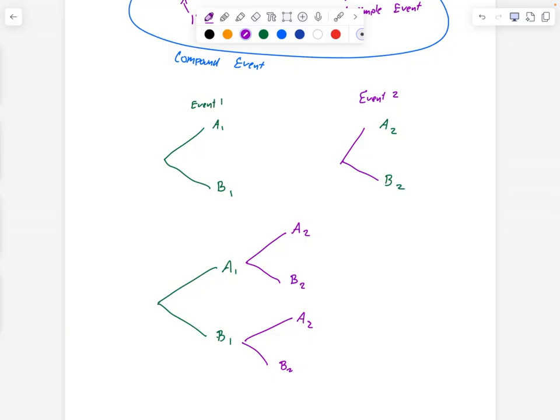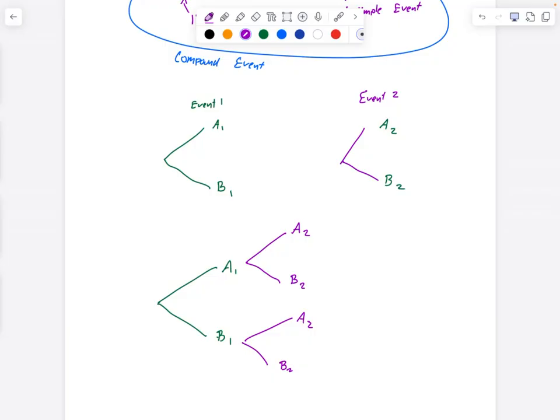Now, notice how this is, again, drawn. This is the drawing to help us realize how many different outcomes there are. So based on this tree diagram, there are how many outcomes? 4. There's 4 outcomes to the compound event that we're working on right here.